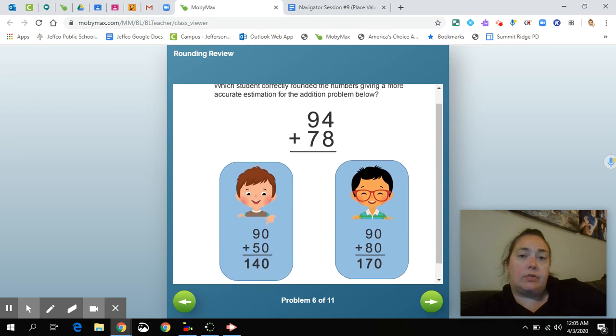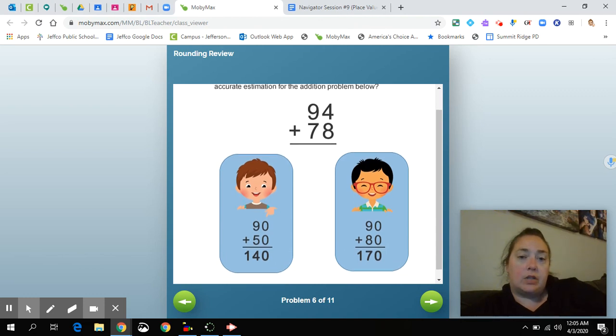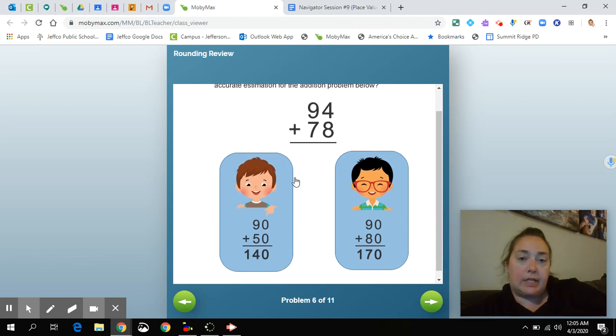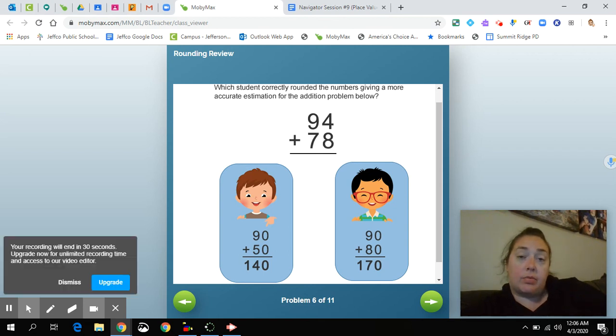So which student correctly rounded the numbers, giving a more accurate estimation for this addition problem? So we're trying to do 94 plus 78. 94, if I think about rounding to the nearest 10, is 94 going to be closer to 90 or 100? Well, 94, since it has a 4 here in the ones place, it's going to round down to 90. It's going to be closer to the 90. And the 78, since it has an 8 here in the ones place, it's going to round up to 80. So 90 and 80 are your best choices there.